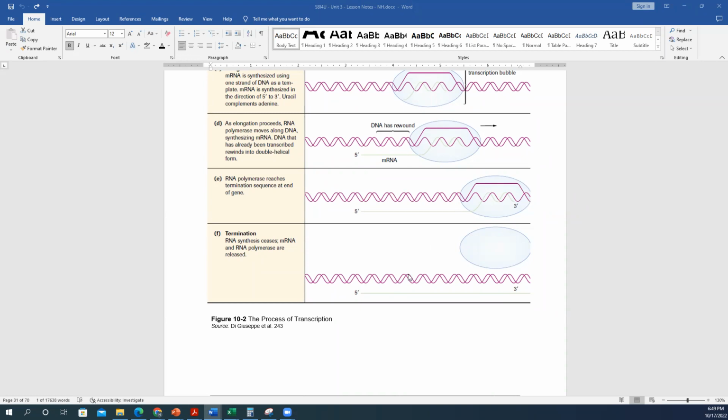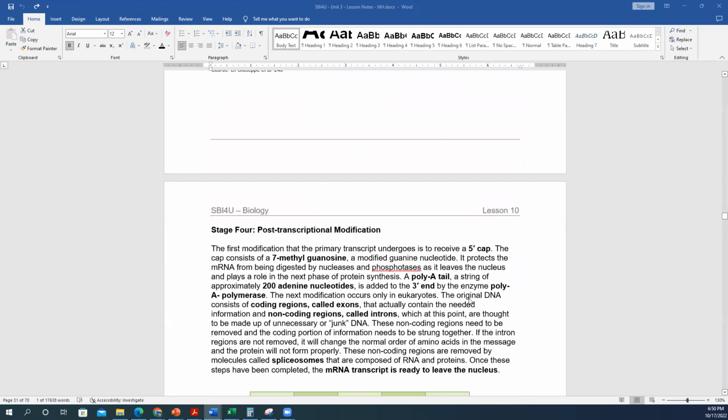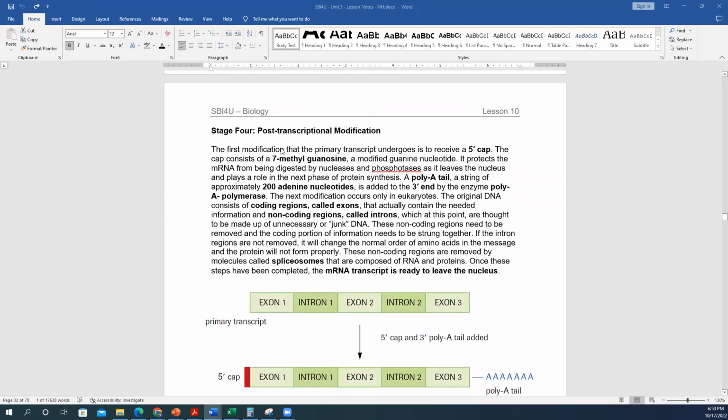So at this point, the process of transcription is terminated, it's complete, but this mRNA is not quite ready. It's not in a form where it can leave the nucleus and enter the cytoplasm. And essentially for that to happen, we need the 4th stage.